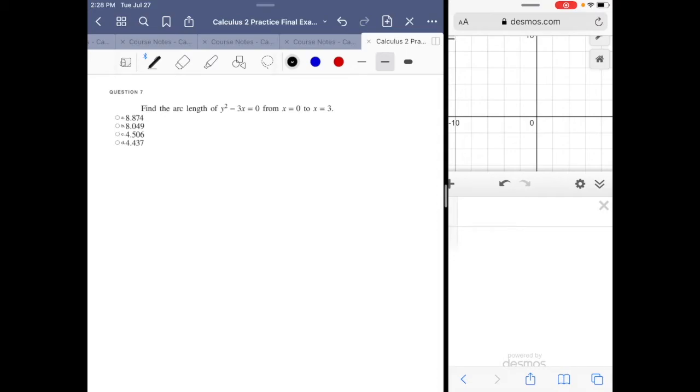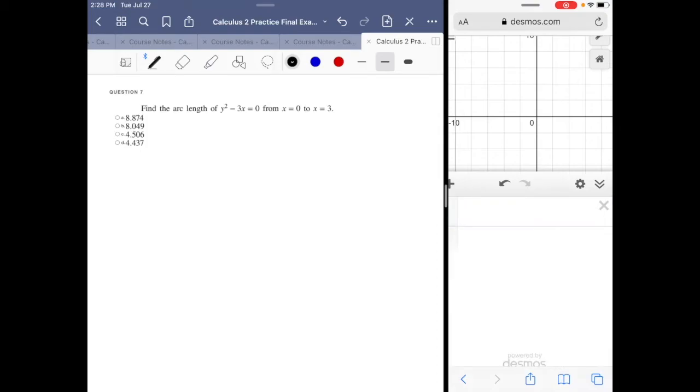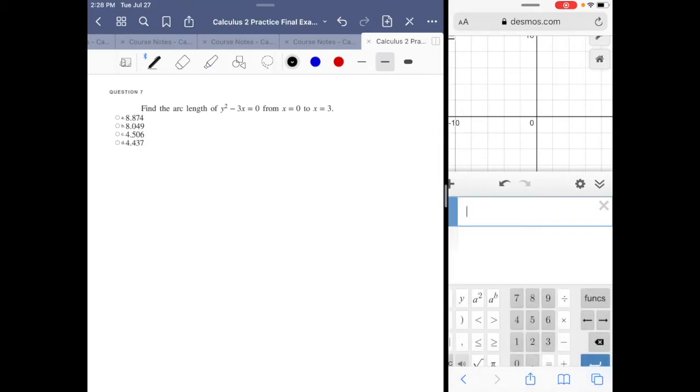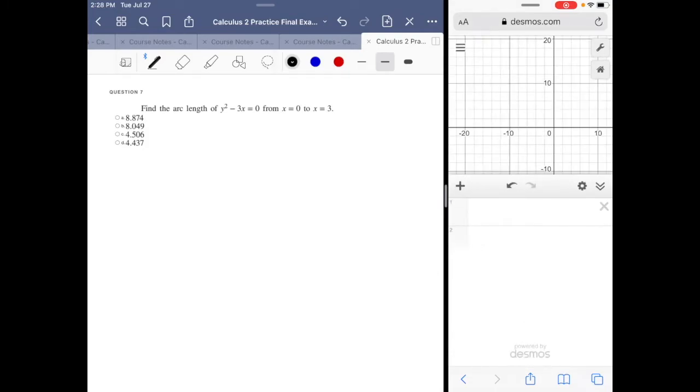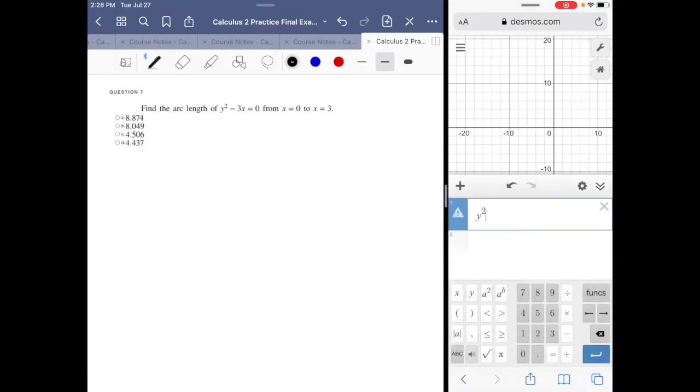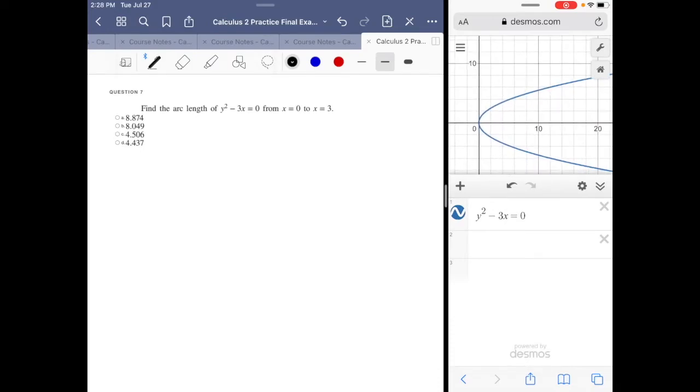So in number 7, it says find the arc length of y squared minus 3x equals 0 from 0 to 3. So I'm going to pop that in real quick. All right, so y squared minus 3x equals 0. And I only care about from 0 to 3. From x equals 0 to x equals 3.